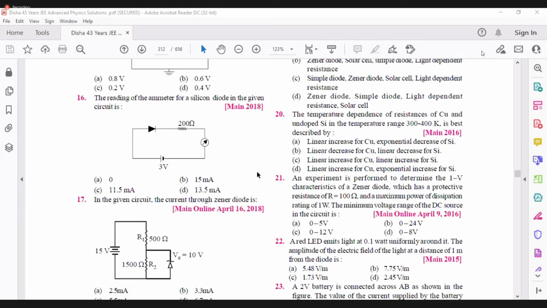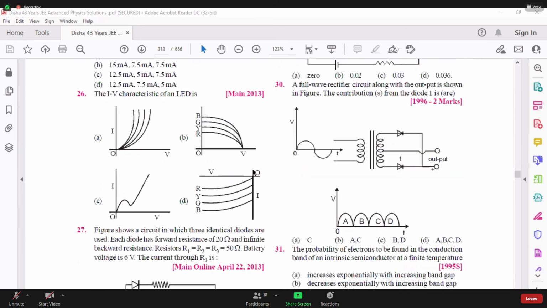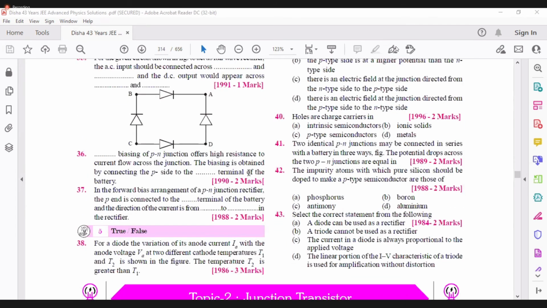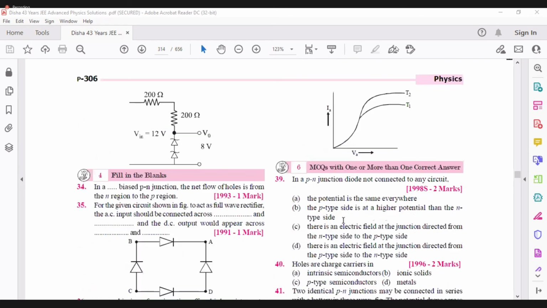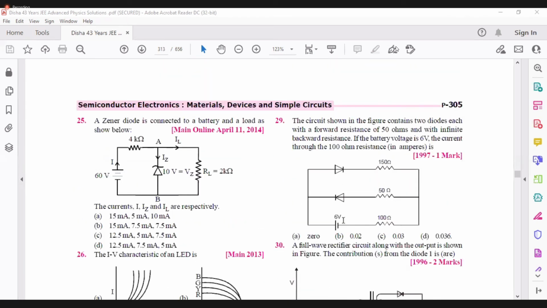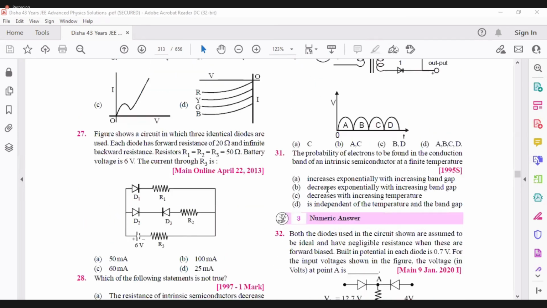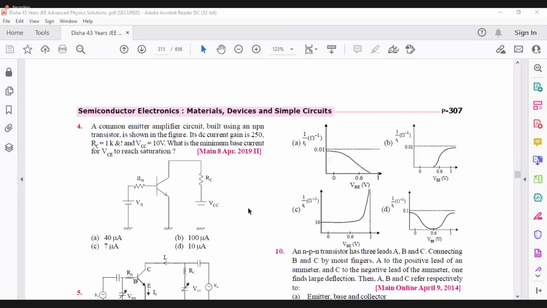I want you to finish off the 43 questions. In this, a few questions I have done, around 10 questions. Today, how many questions I have done, I don't know. The remaining questions, I want you to solve them. Clear? By when, sir? By today night. Tomorrow, I'll start solving your junction transistors.